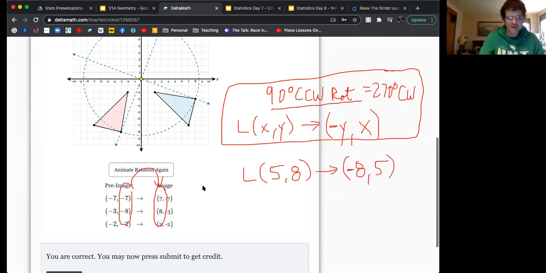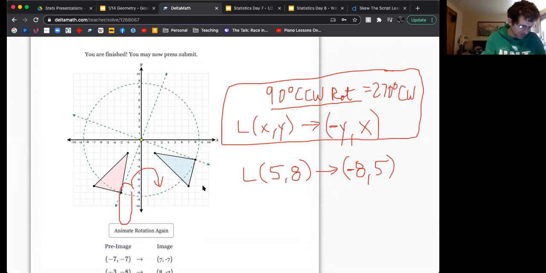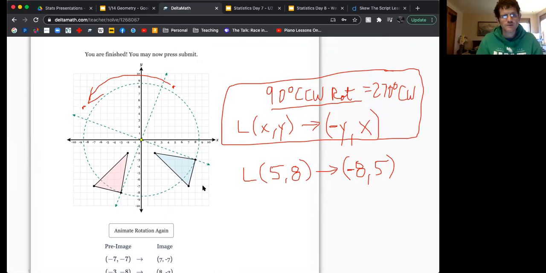Now, if I plot that up here, let me erase this, just to make sure that it looks right. 8, 5 is going to be about right here. And when I do a counterclockwise rotation, -8, or sorry, that was 5, 8. I'm sorry, I should get it right. So it was at 5, 8, which is right there actually. This becomes -8, 5. And yeah, that looks like I went 90 degrees counterclockwise. So there we go. Very good.